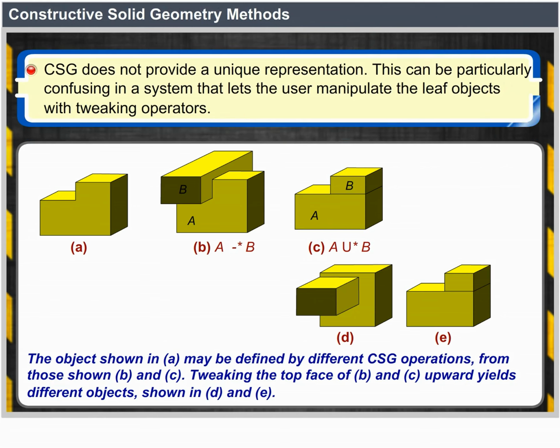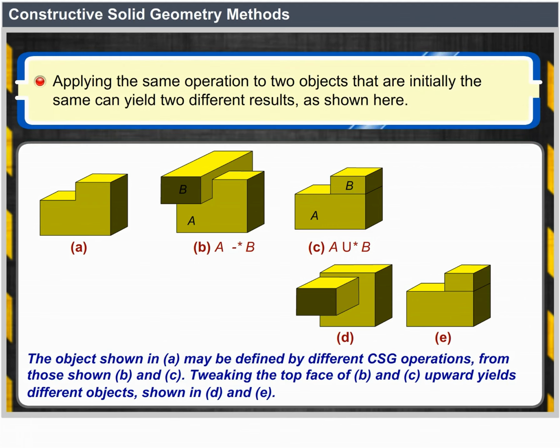CSG does not provide a unique representation. This can be particularly confusing in a system that lets the user manipulate the leaf objects with tweaking operators. Applying the same operation to two objects that are initially the same can yield two different results, as shown here. In this figure, the objects shown in A may be defined by different CSG operations from those shown in B and C. Tweaking the top of B and C upward yields different objects, shown in D and E.